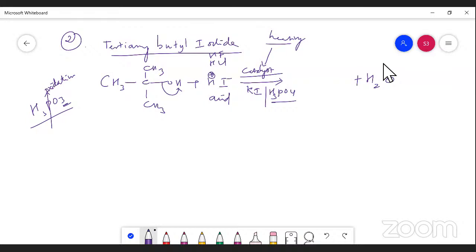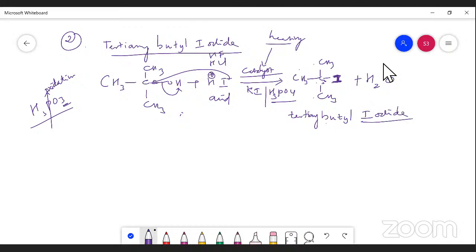Finally, the iodine becomes I minus, which approaches here. The product formed we can write as CH3, I. You see, 1, 2, 3, 4 carbons are here, which is called butyl. This carbon is tertiary, so it is tertiary butyl. The iodide is here, that is the halide. Now you tell me, what is this? Tertiary butyl iodide. This is a point.